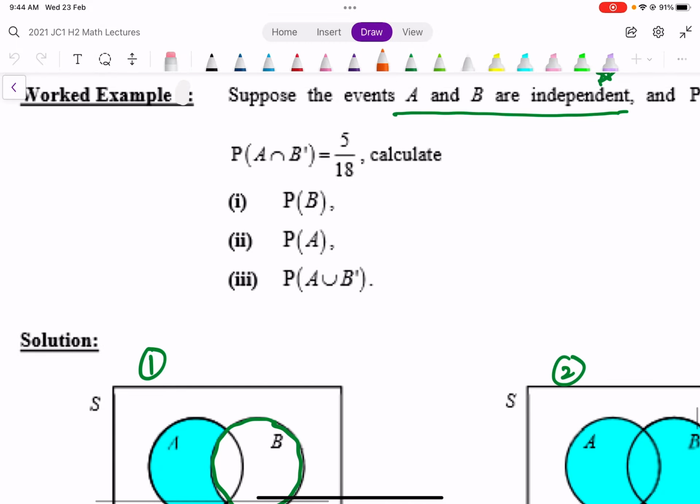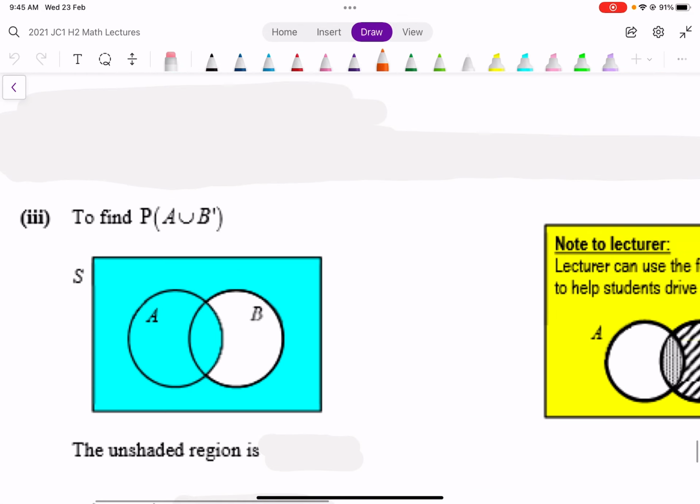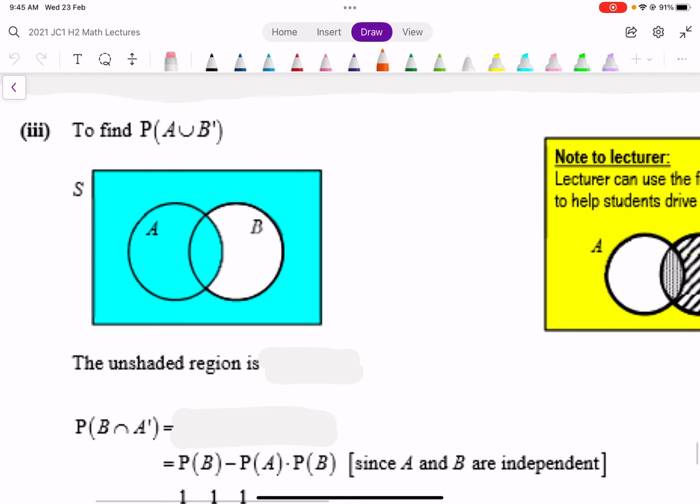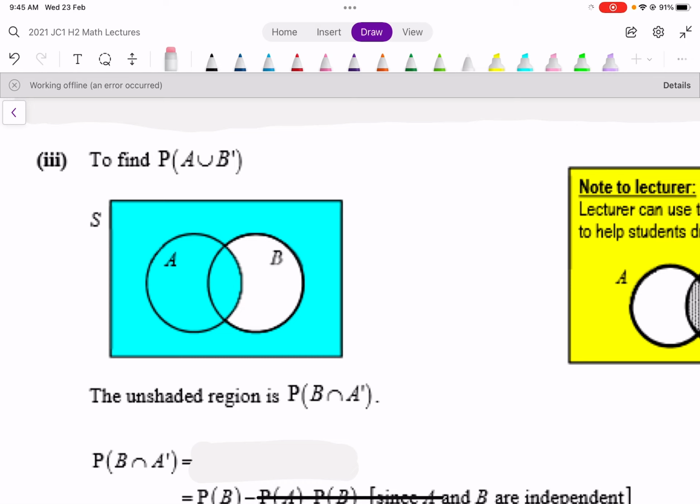Part 3, I want to find the probability of A union B prime. So this time I'm going to use my Venn diagram to help me again. First of all, I draw the diagram for A union B prime, which is the blue shaded region that you can see here. In other words, the unshaded region, the white color part, is actually B intersect A prime.